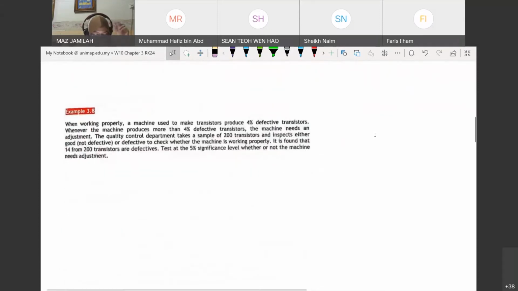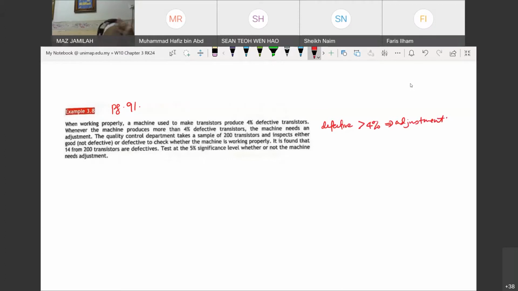Now let's look at the example, so it will be much clearer. If you look at the example on page 91: when working properly, a machine used to make transistors produces 4% defective transistors. Whenever the machine produces more than 4% defective transistors, the machine needs adjustment. So that means if defective is more than 4%, then it requires adjustment.